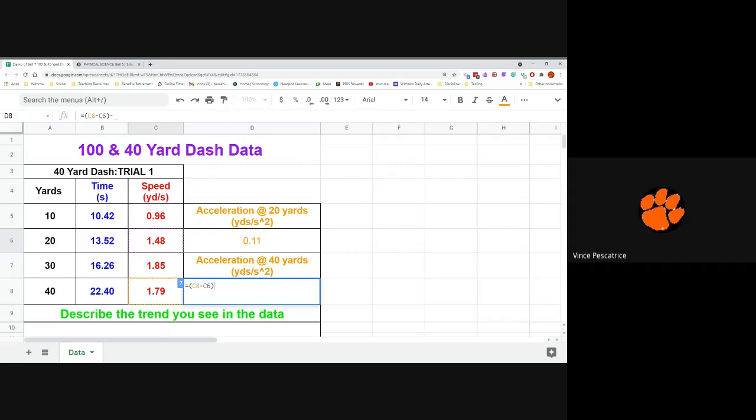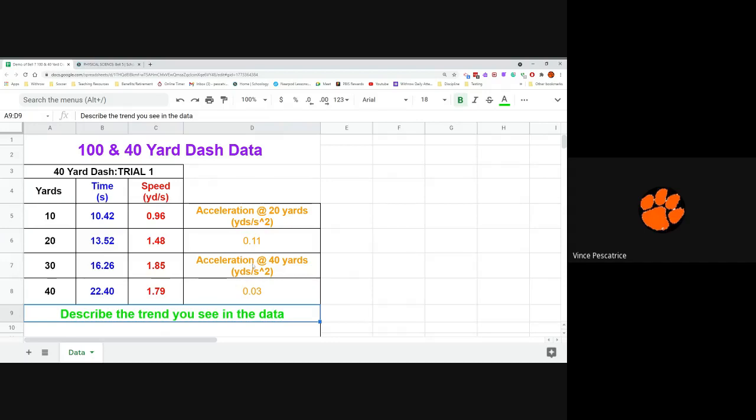Minus, that's divided by, open parentheses, my change in time. So the time it took for the whole thing was 22.4, minus the time at the halfway mark, which was 13.52. So this equation right here tells me I have my change in speed. So there's my final speed minus the initial speed, divided by the final time minus the starting time. So 0.03.